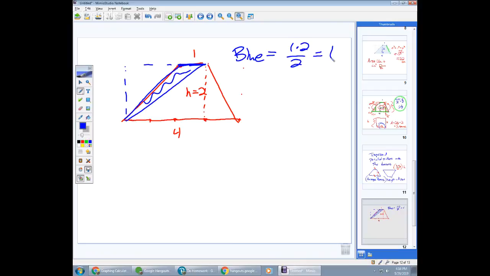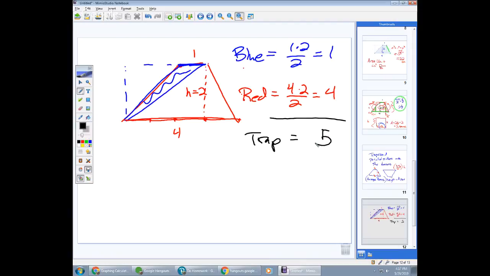Let's see, what about the red triangle? What's the red triangle's base? 4. And its height? 2. And we divide that by 2. That gives me? 4. And if I add those together, shouldn't that give me the trapezoid? 5. 5, which is the same thing we did before.